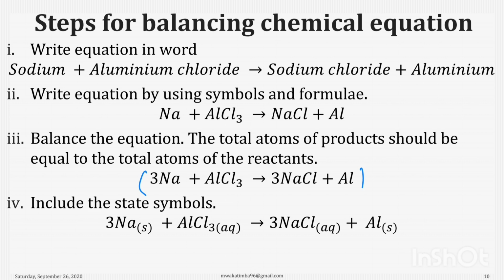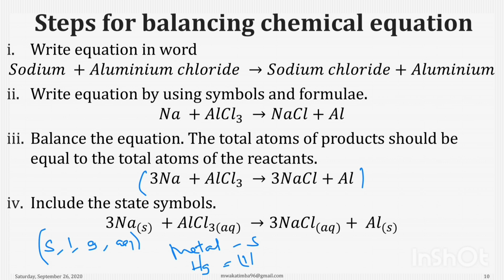And the fourth one is to include the state symbols. When you say state symbols, it means that we are going to look at the solid form, the liquid form, the gas form, and the aqueous form. So we have 4 state symbols. Normally we say that most metal atoms are solid, and we can also distinguish mercury, which is liquid in nature.